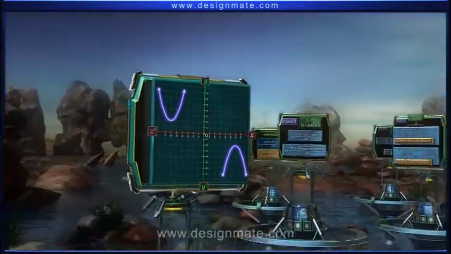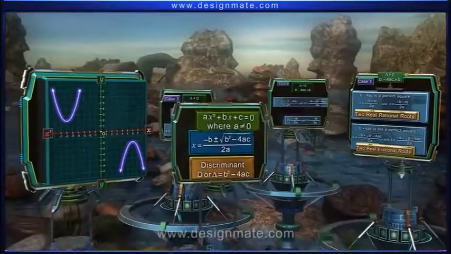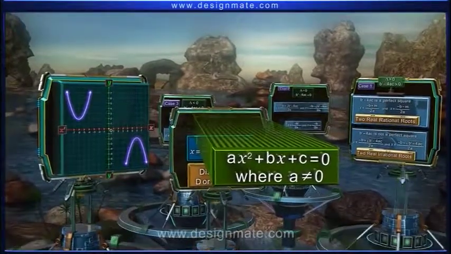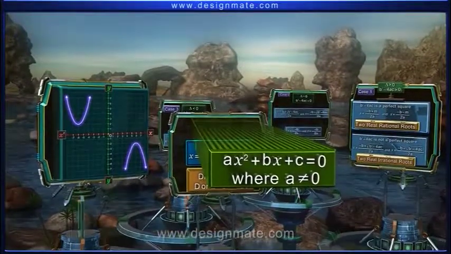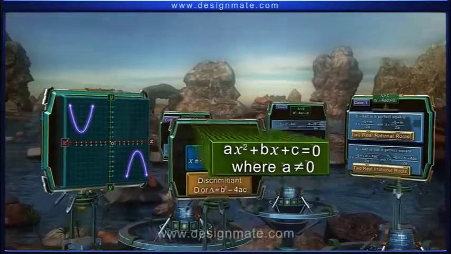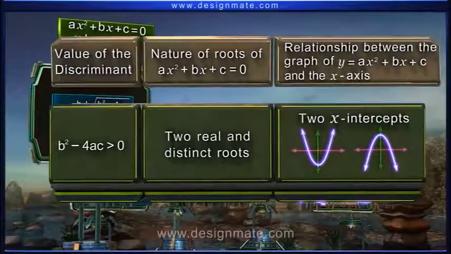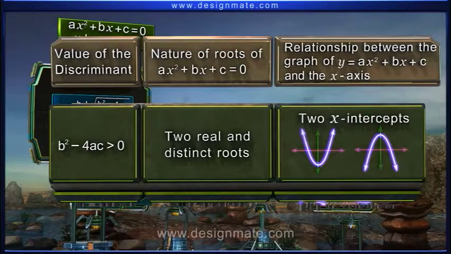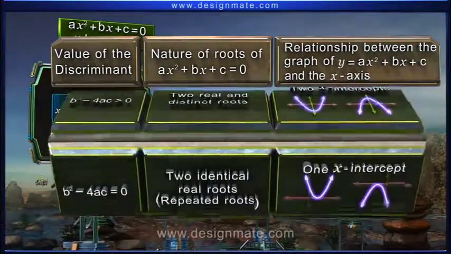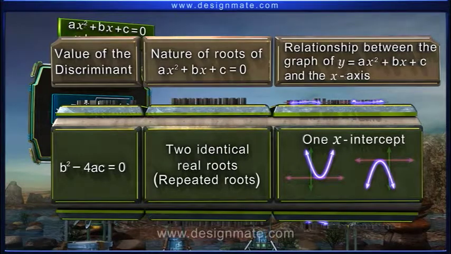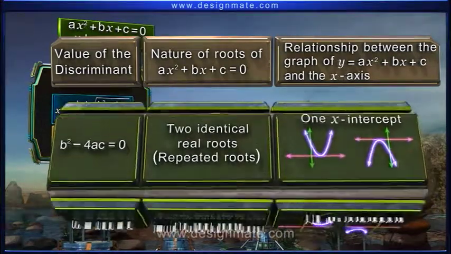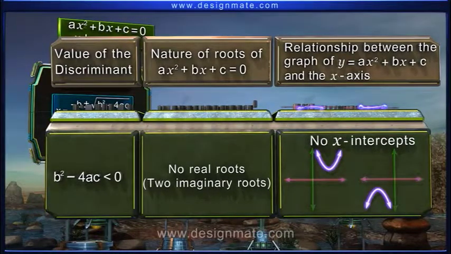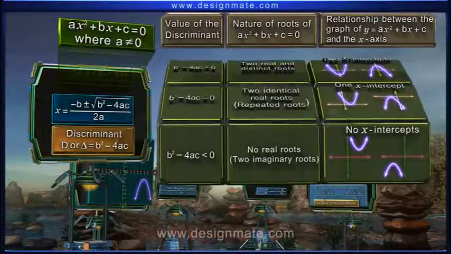Let us consolidate all these cases in a table. Here is the table for a quadratic equation ax² + bx + c = 0, where a is not equal to 0. When discriminant is greater than 0, we get two real and distinct roots, also called solutions. When discriminant equals 0, we get two identical real roots. When discriminant is less than 0, there are no real roots. We get two imaginary roots.